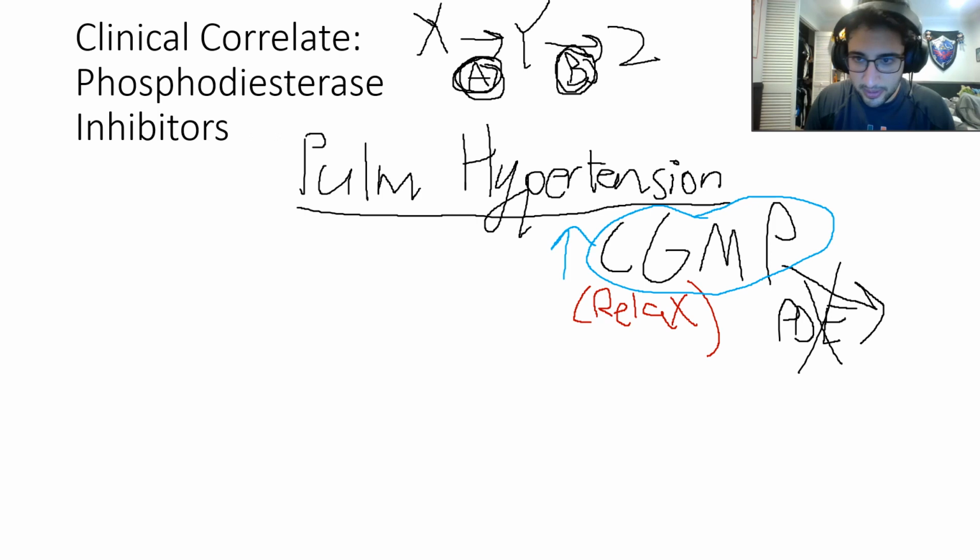All right? So we want to prevent cyclic GMP from being broken down to 5' GMP by phosphodiesterase. So what we do is we block phosphodiesterases. And that's the reasoning behind phosphodiesterase inhibitors.